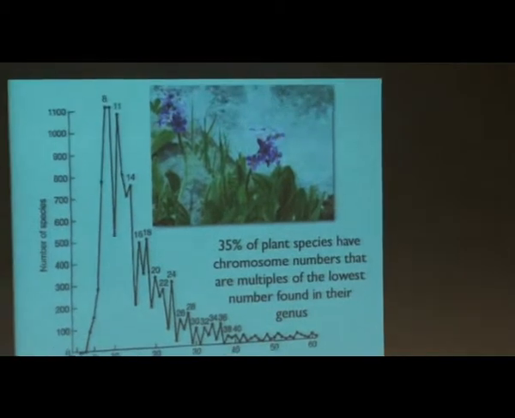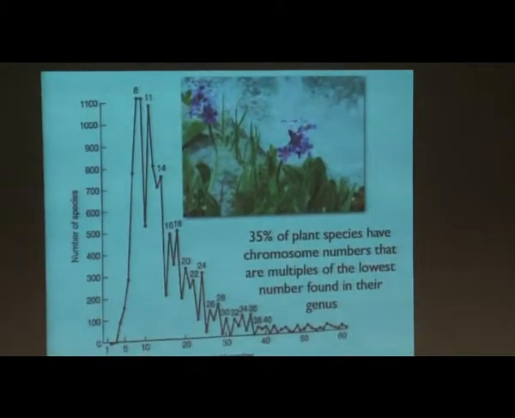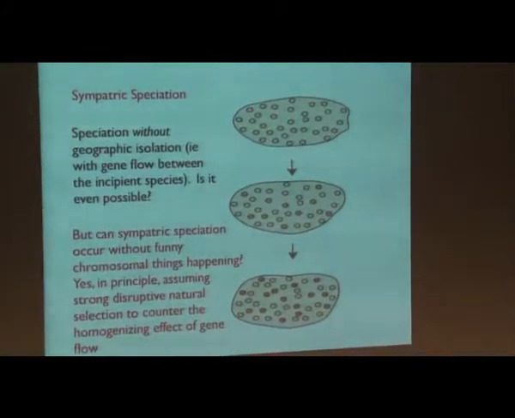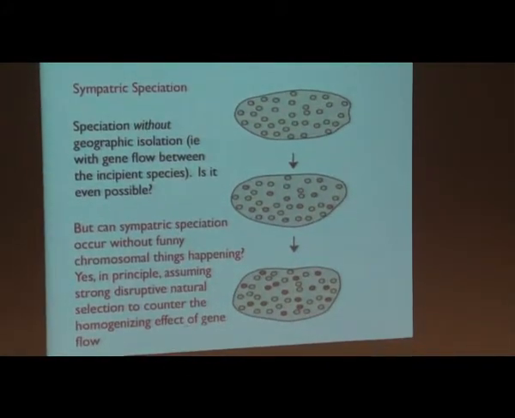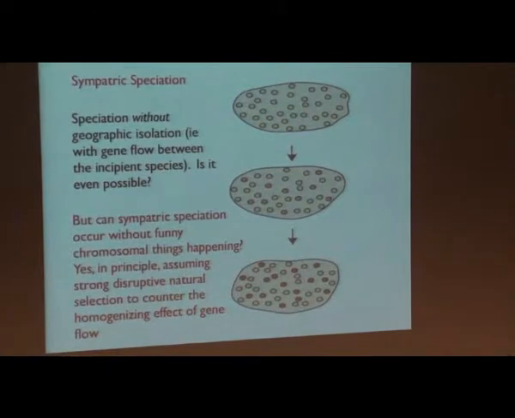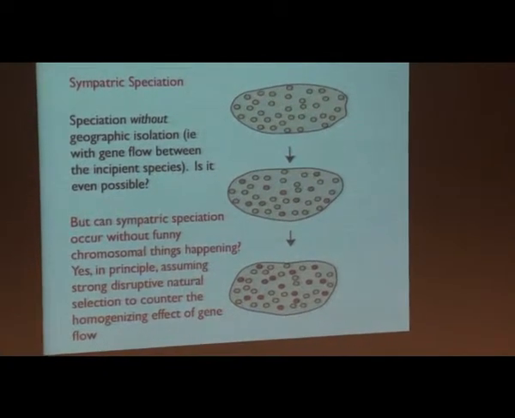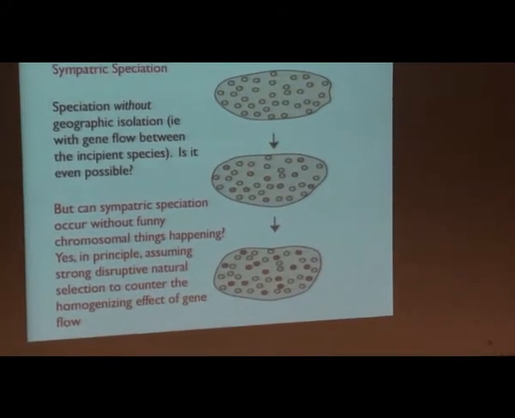But what about sympatric speciation without something weird and chromosomal happening? Well, yes, in principle, you can get it to happen. In principle, but it has a very strong special requirement, and it's this.